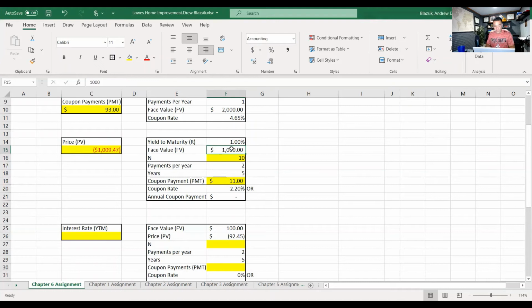So you can plug in anything. The face value could change. I could change this. I could change that. I could change number of payments per year and see if it changes. It does change the value of the bond. I could change the amount of years. Definitely would change it. The longer the years, the price is cheaper because you're getting $1,000 back way in the future.